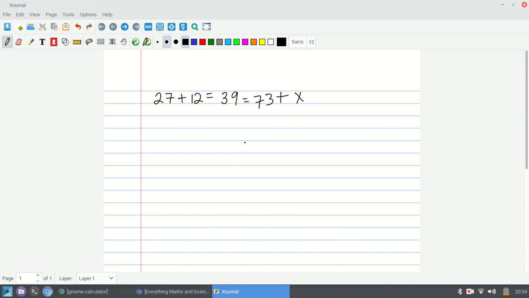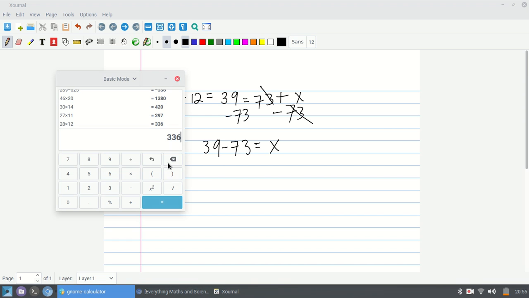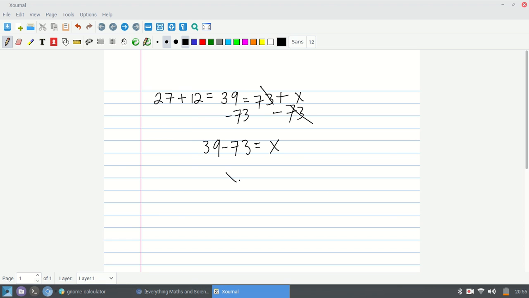Find the unknown number. So all I have to do is solve for x. So isolate for x. So subtract 73 from both sides. So 39 minus 73 should be equal to x. So it's going to be a negative number, right? 39 minus 73, and I get negative 34. So x is negative 34. That wasn't too bad.